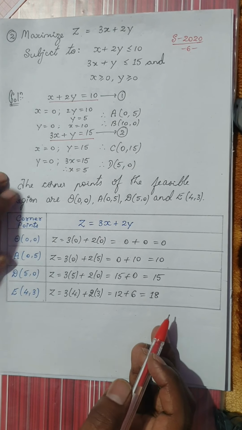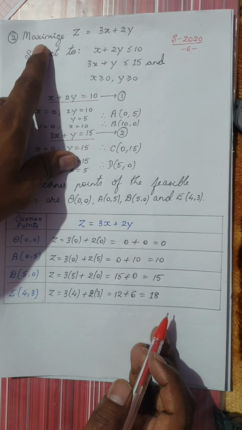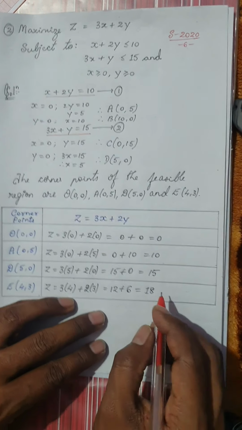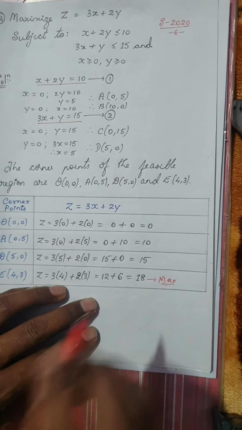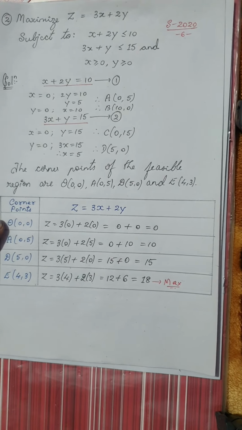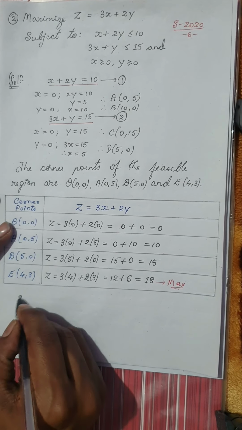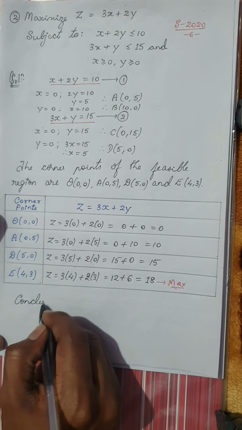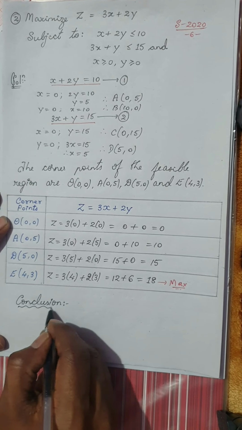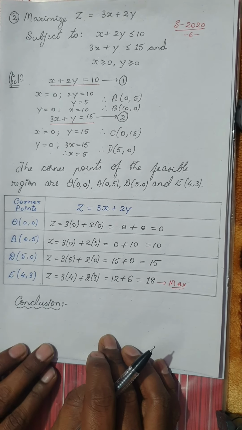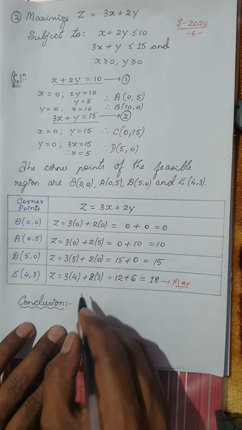Almost we are nearing the conclusion. We can see the optimization is maximum, so I have to find out the maximum, and the maximum value is 18. Once this is ready, write the conclusion. Please be careful, if the conclusion is not there, you will be losing 1 mark. So kindly, after doing so much, don't lose the marks for not writing the conclusion.